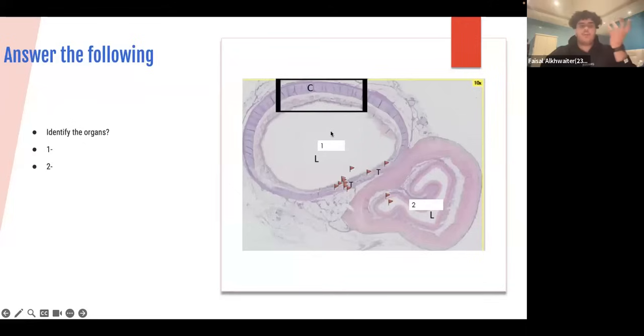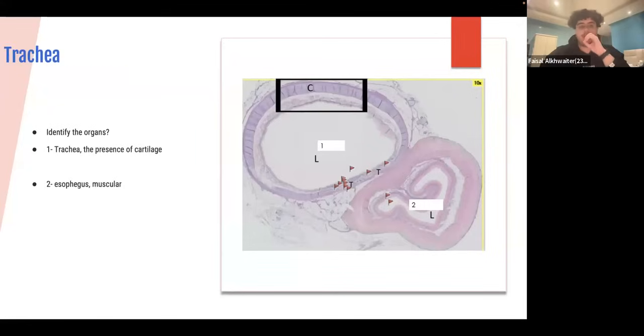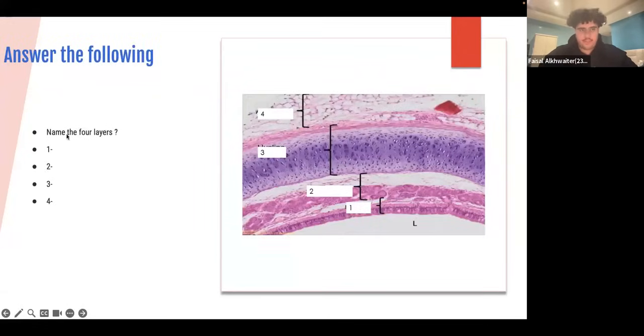Perfect. So usually the trachea has C-shaped rings of cartilage, and then the esophagus, where food goes from the mouth down to the stomach, is usually very muscular because it controls the bolus of food. You don't want food just going down directly to a pool of acid. So the easiest thing is to see the cartilage, and then you've got the esophagus, which is pretty muscular.